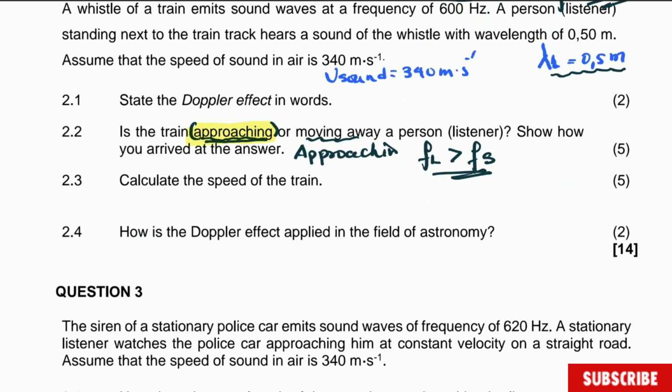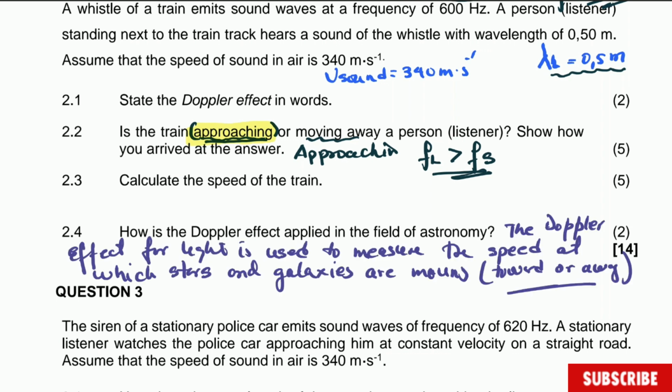The final question here is, how is the Doppler effect applied in the field of astronomy? Okay, and then how does the Doppler effect apply to the field of astronomy? The Doppler effect for light is used to measure the speed at which stars and galaxies are moving, either towards or away from the Earth. That is a very important application.